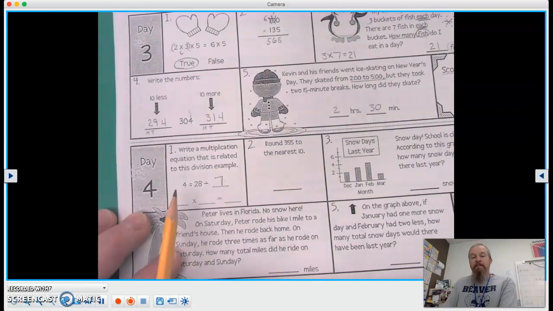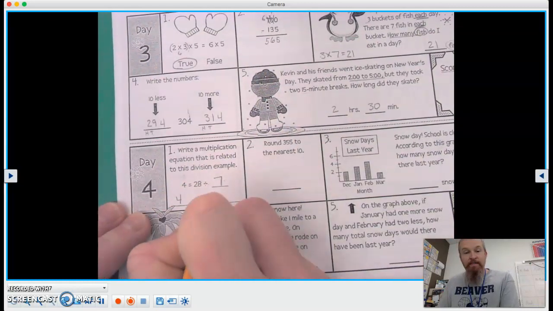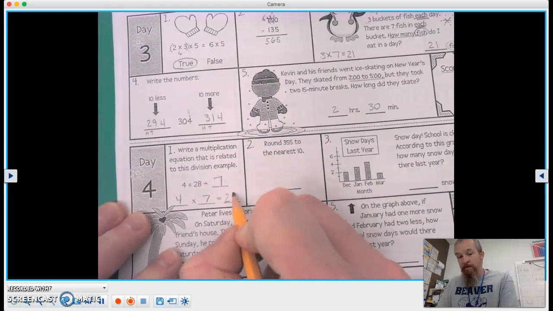Okay, so down here we're going to say something times something equals something. So here we know that 4 times 7 equals 28.